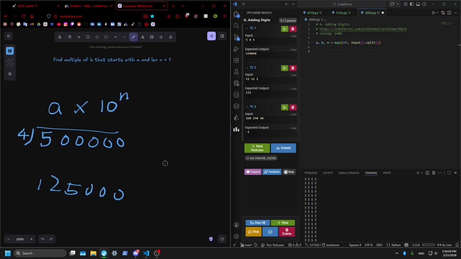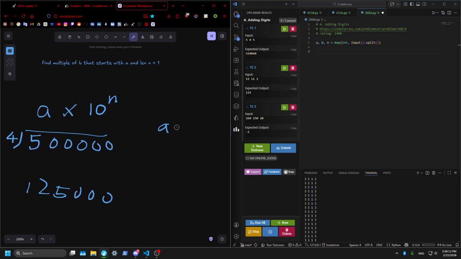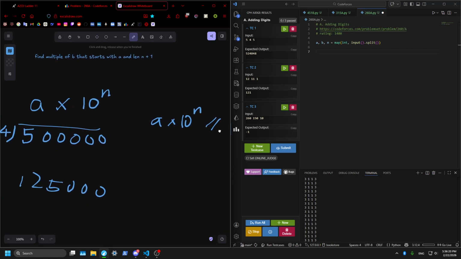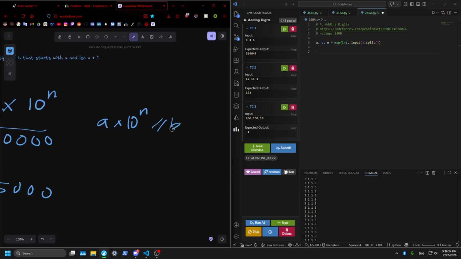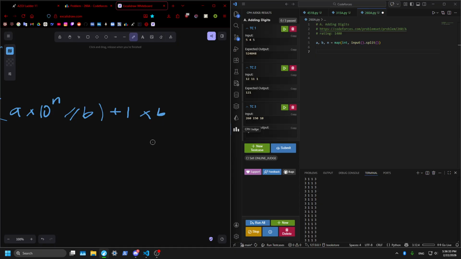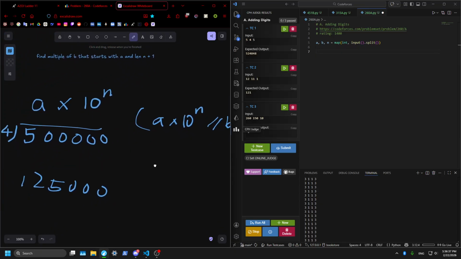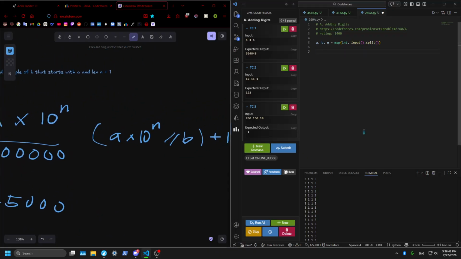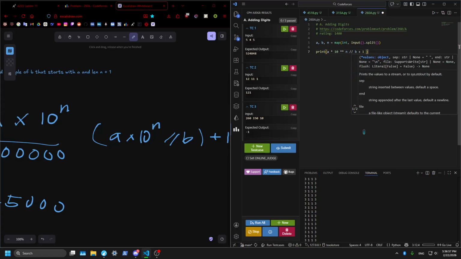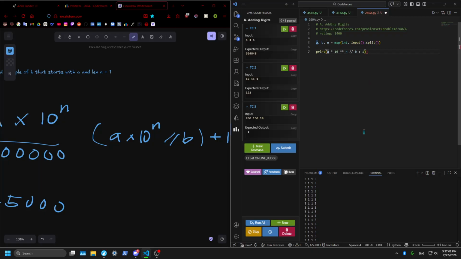So it seems like what I need to do is a times 10 to the n divided by b plus 1 times b. 10 to the power of n divided by b plus 1, in parentheses, times b.